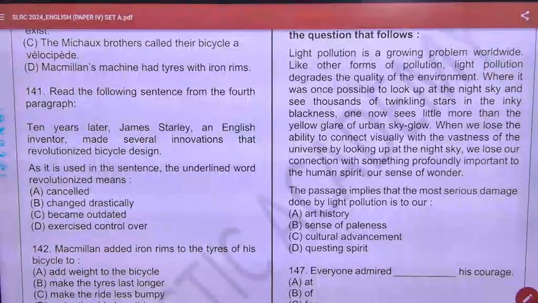Where it was once possible to look up at the night sky and see thousands of twinkling stars in the inky blackness, one now sees little more than the yellow glare of urban sky glow. When we lose the ability to connect visually with the vastness of the universe by looking up at the night sky, we lose our connection with something profoundly important to the human spirit, our sense of wonder.